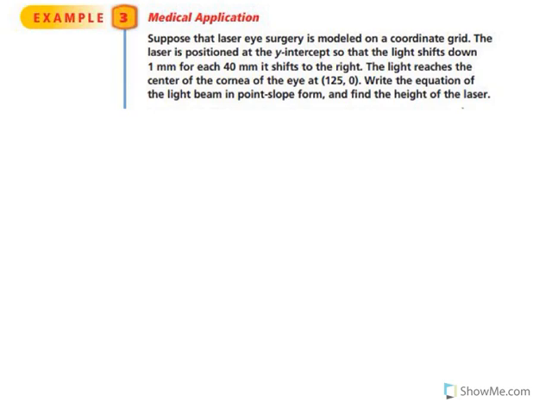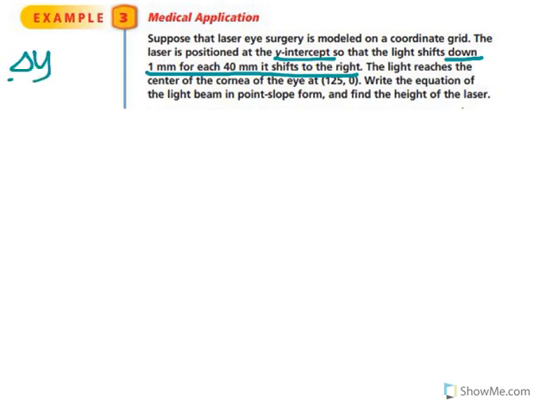All right, let's look back at the problem and figure out what information they actually give you. The first sentence says we're talking about actual laser surgery, and we have a laser that's shooting into somebody's eye. In the second sentence, it says that the laser is pointed at the y-intercept so that the light shifts down 1 millimeter for every 40 it shifts to the right. So right there, that actually describes the slope.